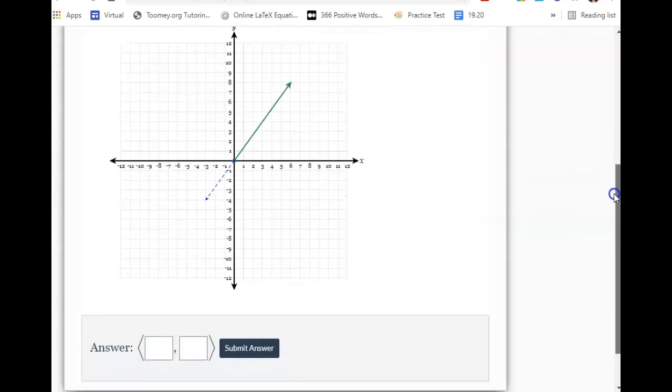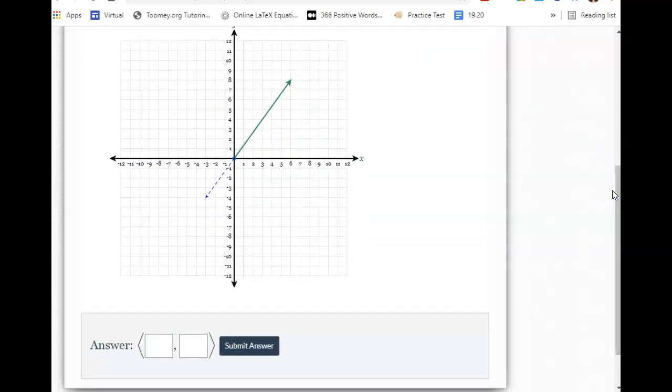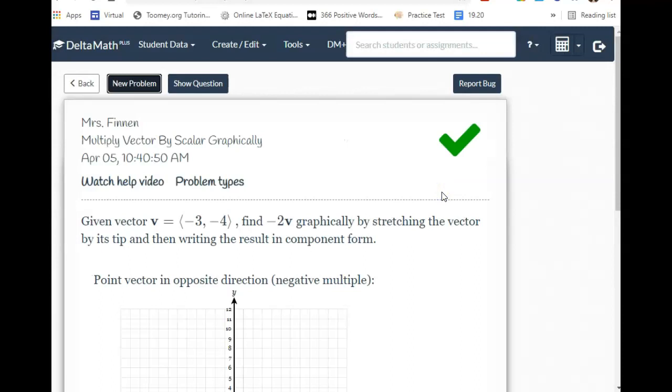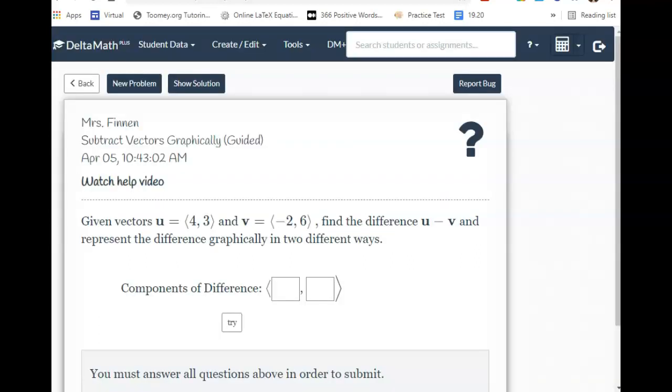And then I have to write it in component form. So that's going to be 6, 8. All right, let's look at a different one.